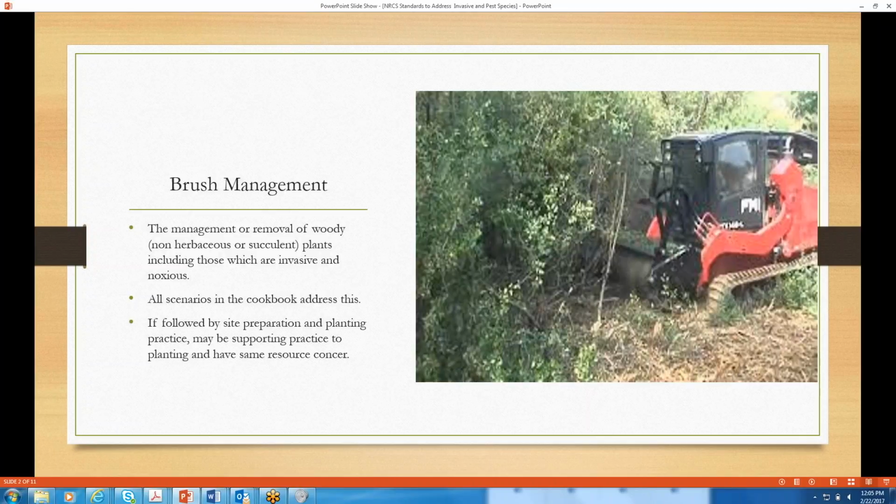If it's followed by site preparation and a planting practice, this may be considered a supporting practice to planting and have the same resource concern. So you could use site prep, then you could do planting, and then you could do brush management afterwards, and it would be considered a supportive practice. And the resource concern would be the pest control, invasive species and pest control.